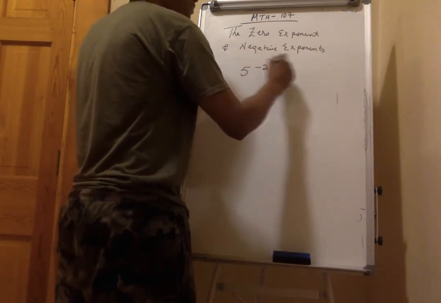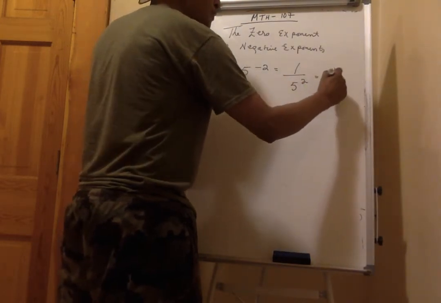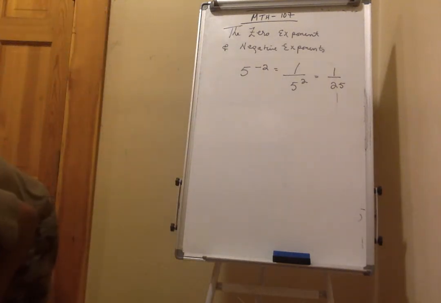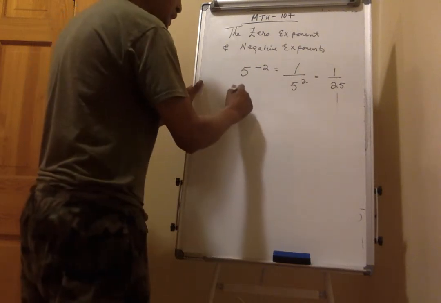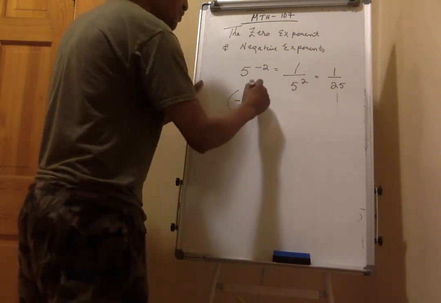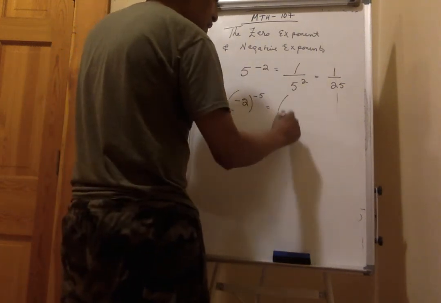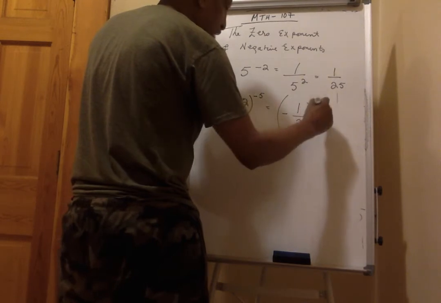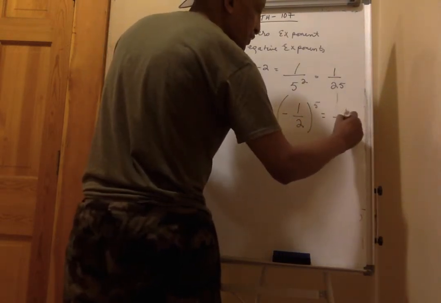5 to the negative 2. That is 1 over 5 to the second, which is 1 over 25. Negative 2 to the negative 5. This means what? Negative 1 over 2 to the power of 5, which is negative 1 over 32.